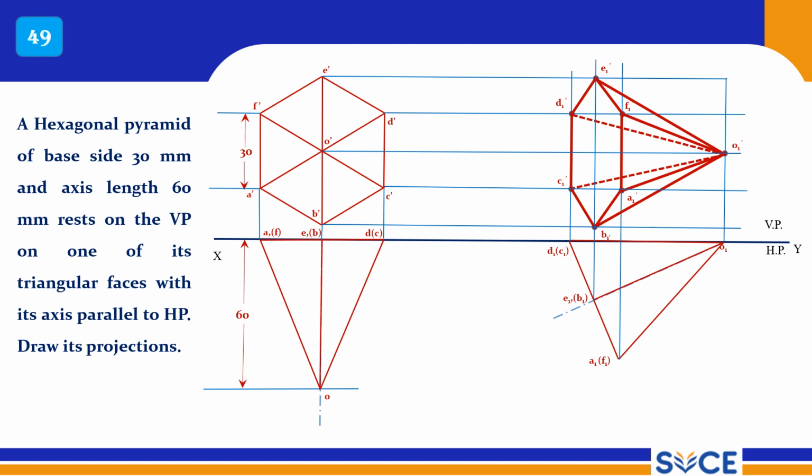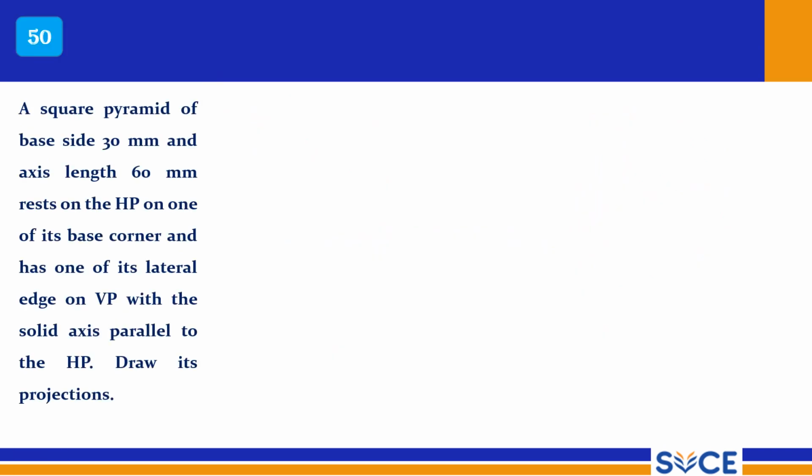So very similar problem, all are similar kind of problems. So 50th problem: a square pyramid of base side 30 mm and axis length 60 mm rests on the HP on one of its base corners and has one of its lateral edges on VP. In the earlier case, the slant faces were on VP, whereas here the edge is on VP. So on the right side, make sure that you are getting a corner. In the earlier case, you drew an edge, whereas here it is a corner. You should get a corner.